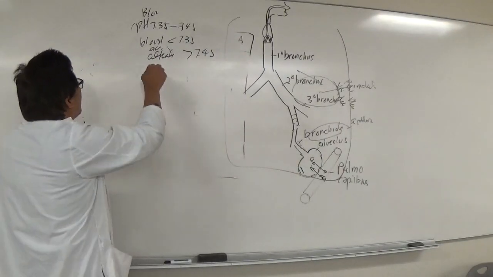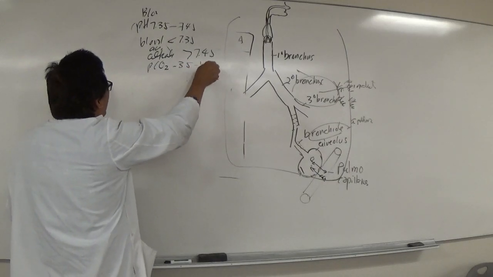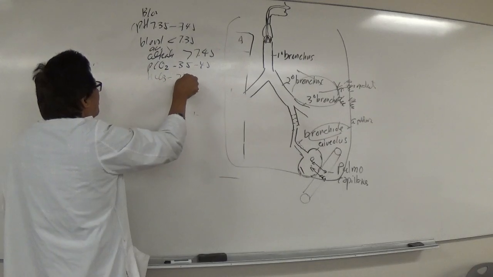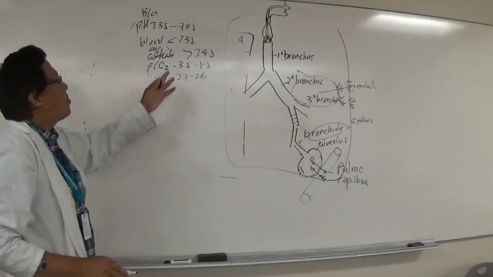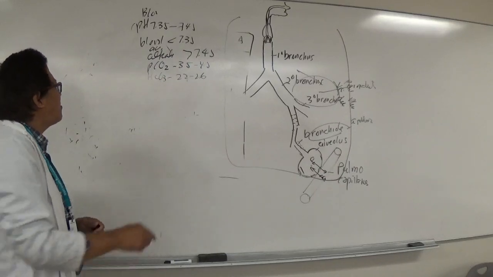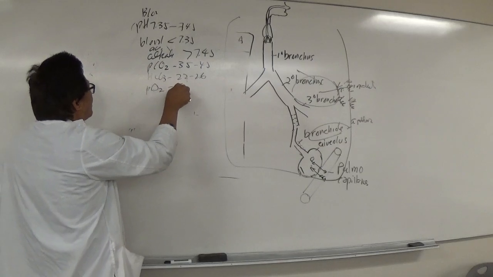What is the normal PCO2? 35 to 45. Okay. What about your bicarbonates? 22 to 26. Okay. In your book, I think they mentioned 34 to 44, but mine is easier to remember, 35 to 45. PO2 would be 80 to 100.